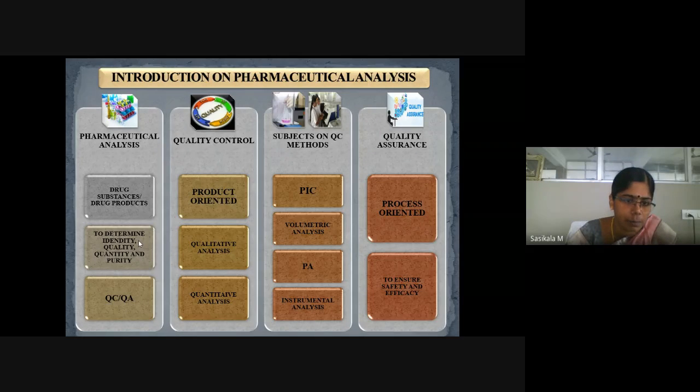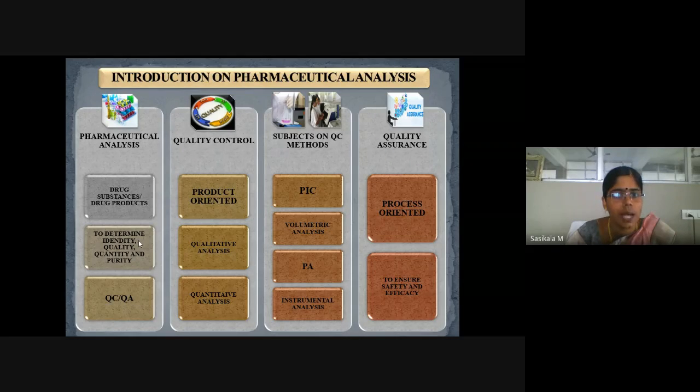So what type of analytical methods will we be using? There are two broad categories under pharmaceutical analysis. They are quality control methods and quality assurance methods, QC and QA. So pharmaceutical analysis has two divisions, QC and QA. So what is pharmaceutical analysis? To determine identity, quality and purity of drug substances or drug products. Okay, to get this information, we have two different broad analytical techniques. They are QC and QA.